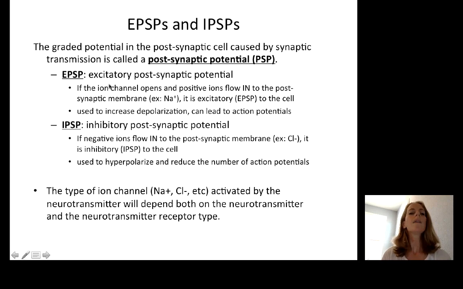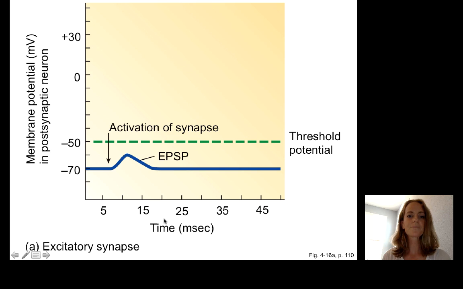So whether we get an EPSP or IPSP, whether we get excitatory or inhibitory effects based on the synaptic transmission, is going to depend on the type of ion channel that's activated by the neurotransmitter. And that will depend both on the neurotransmitter and the neurotransmitter receptor.